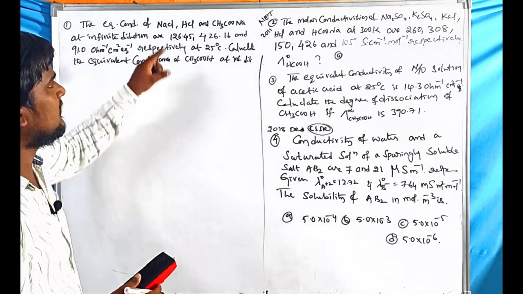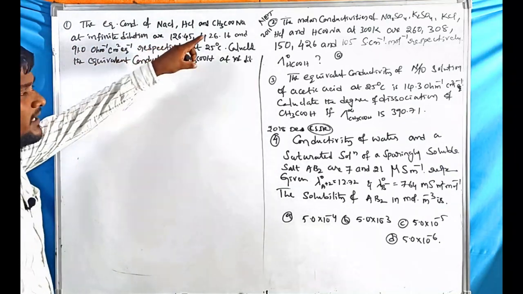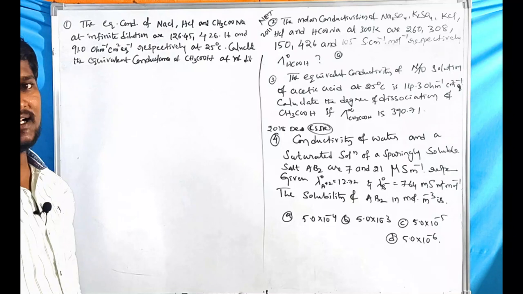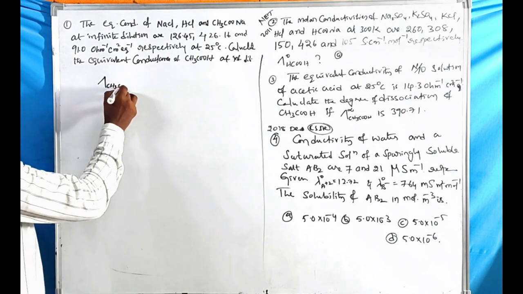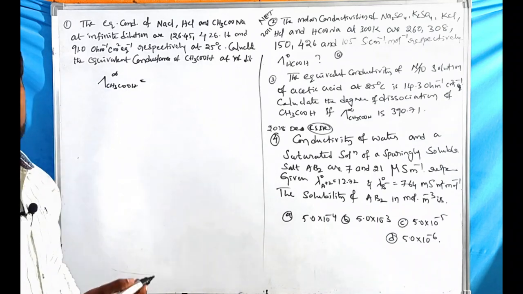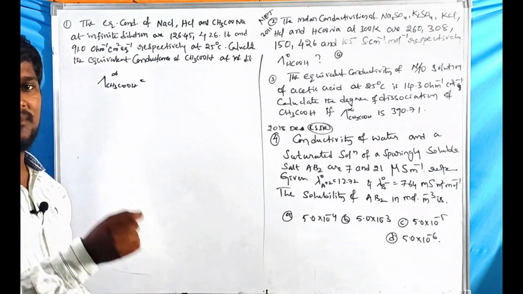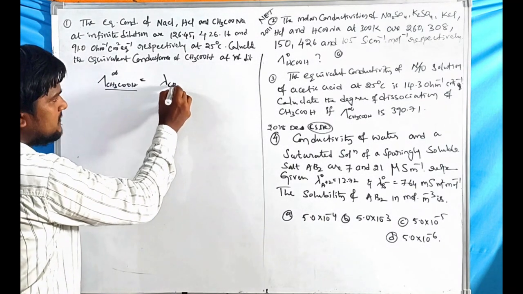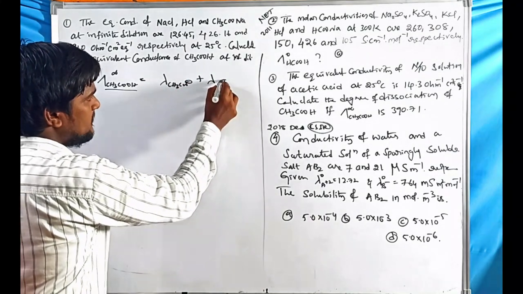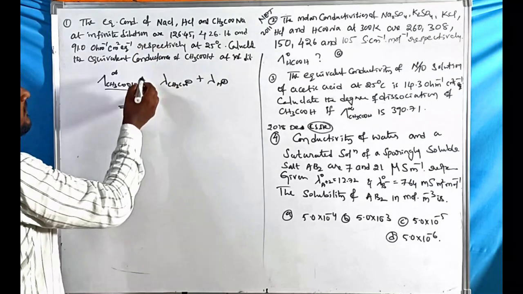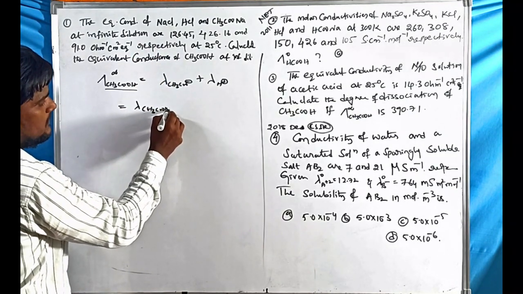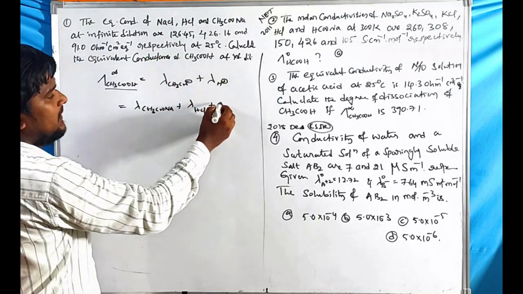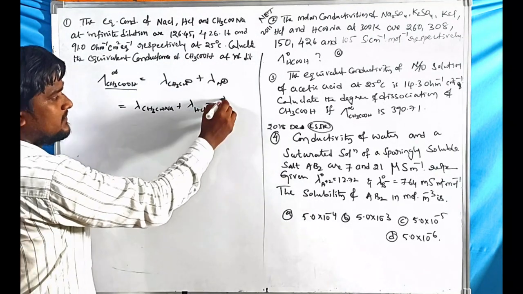The equivalent conductances of NaCl, HCl and sodium acetate at infinite dilution are given. With the help of those values, find the equivalent conductance of acetic acid at infinite dilution. In our theoretical case, we discussed the same example. Since it is CH3COOH, we require the CH3COO minus ion conductance as well as the H plus conductance. The CH3COO minus conductance is available from CH3COONa, plus the H plus conductance available from HCl, minus the NaCl conductance.